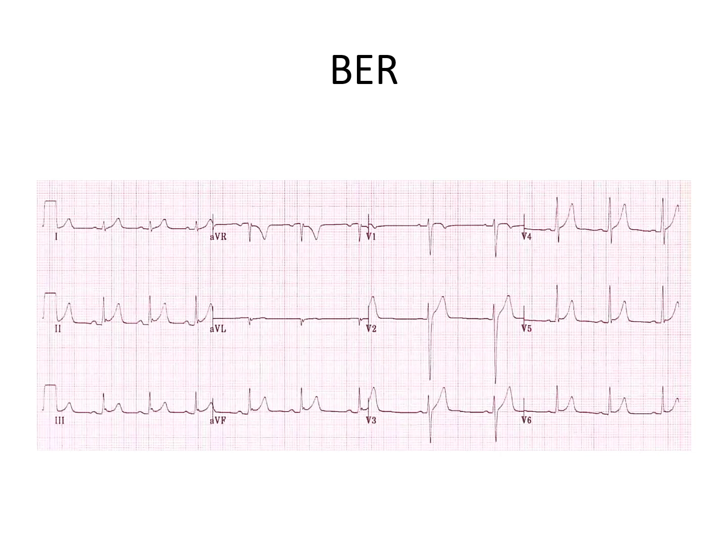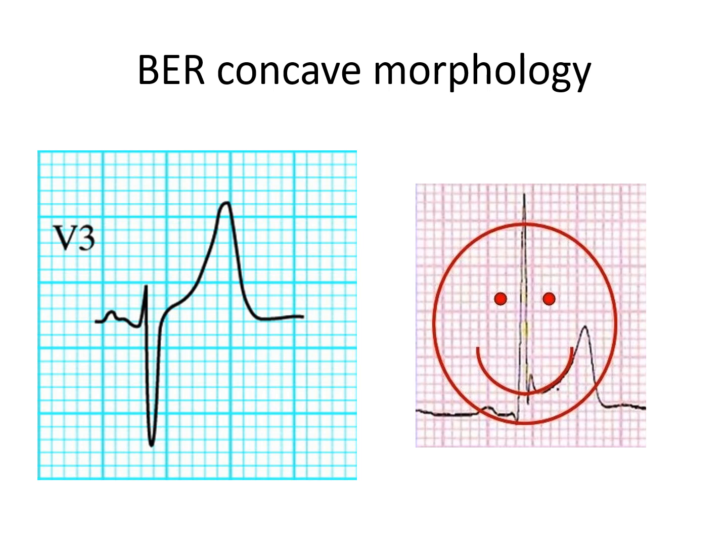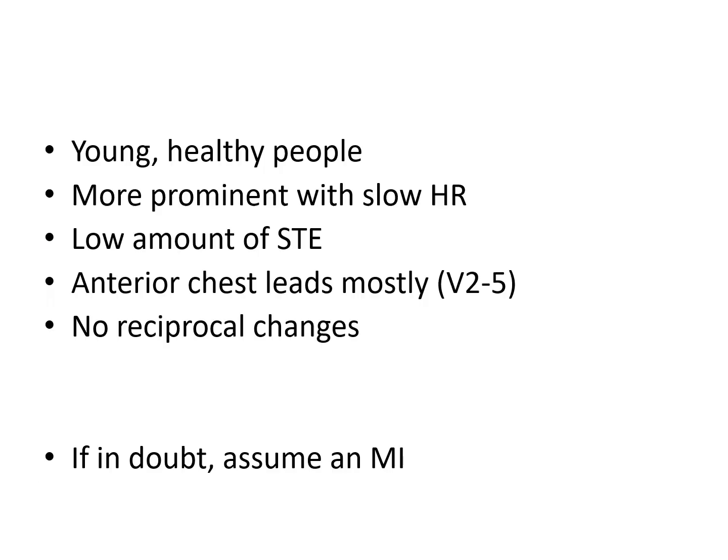And then more rarely, and like in this example, you will have minimal, usually sub-millimeter ST elevations in inferior leads, so 2, 3, and AVF. So again, concave morphology, you should be able to draw a smiley face through the anterior lead, which has BER. So again, young healthy people, more prominent with slow heart rate. There is a low amount of ST elevations.